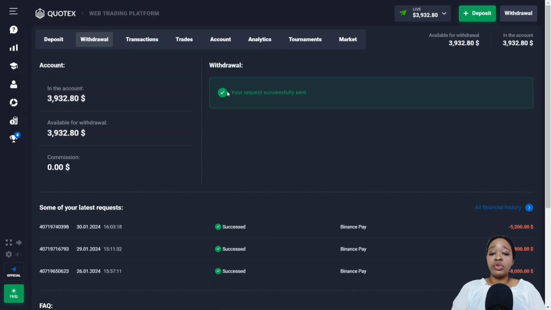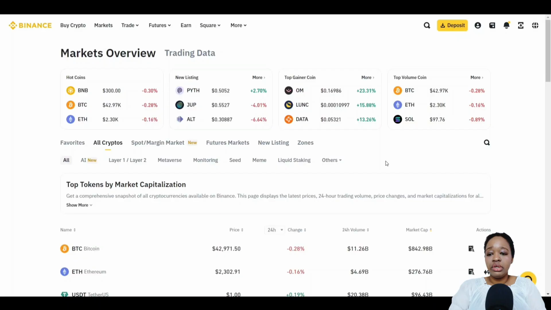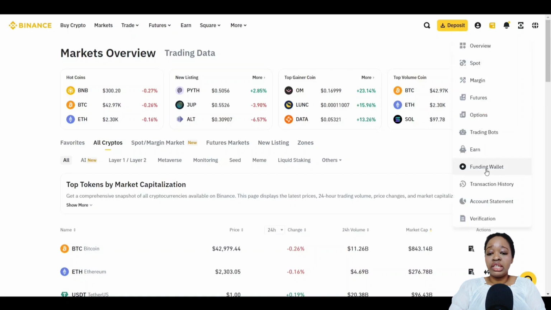It will be reviewed very soon, and as soon as the money reaches my Binance account, I'll show you how to withdraw it and where it's credited to. So right now I'm on the Binance platform and the funds have already been credited to my account, and I'd like to show you how to do this. To do this, I'm going to be opening this menu.